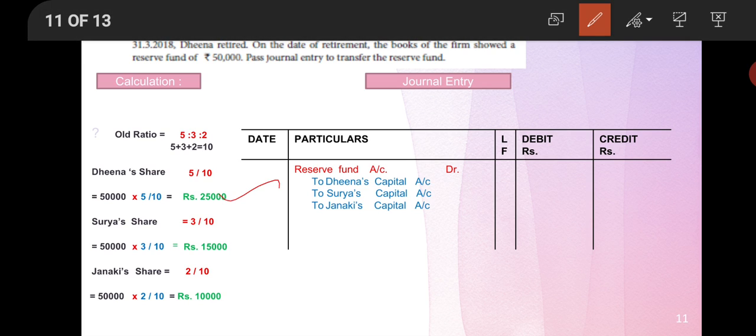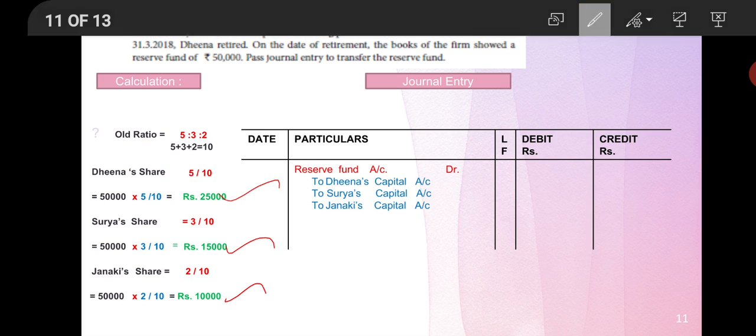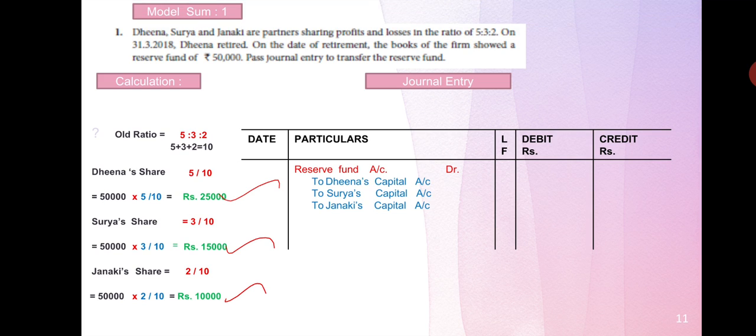25,000. For Surya, you want to take and write 15,000. For Janaki, you want to take and write 10,000. Okay, now let us write the amount. Dina 25, Surya 15, Janaki 10. Now total all these amounts: 25,000 plus 15,000 plus 10,000 will give you the total of 50,000.